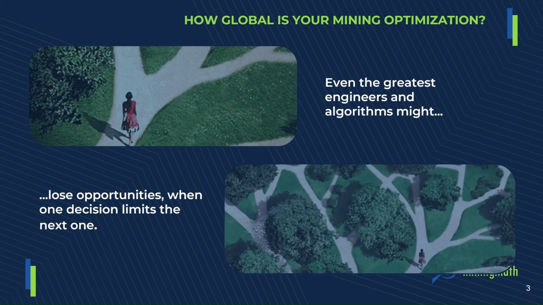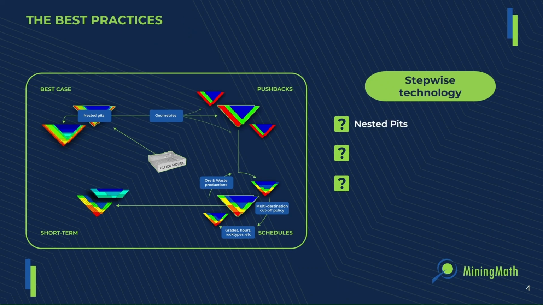Let's see. To bring you some points from best practices on the market, let's call them stepwise technologies. As the name implies, they have steps for solving the mining problem. First, you need to generate your nested pits, then add the geometries to define the pushbacks, and only then insert the rest of the variables to generate the schedule. You can also generate the short-term planning if you wish.